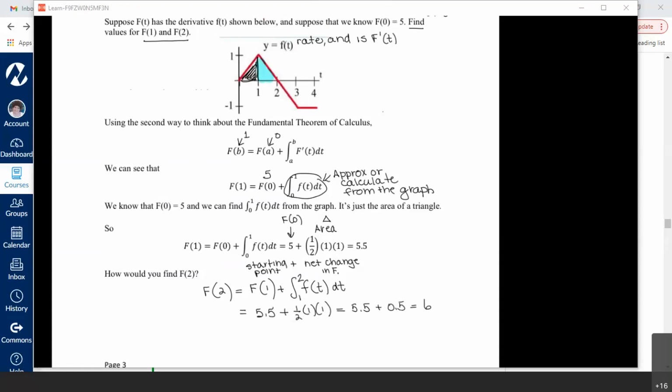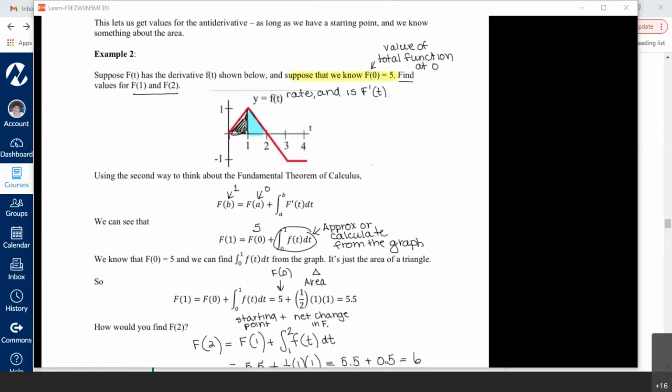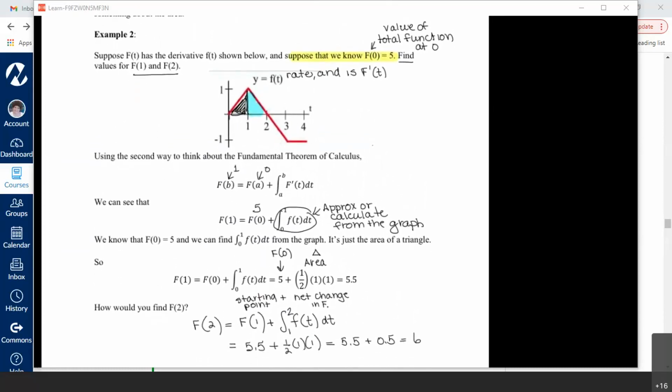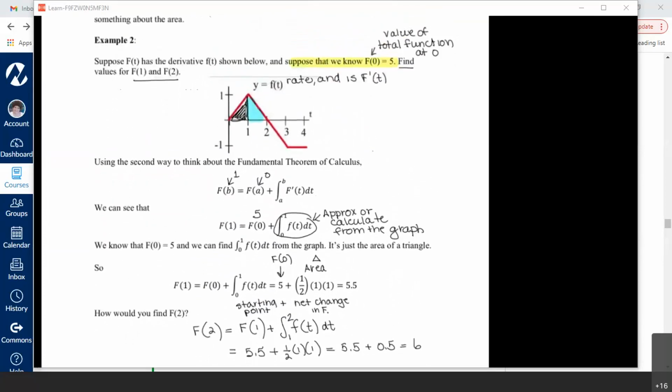They told us that up here, in the given information. Suppose we know that. It was given to us. You need a starting point. No worries. Please ask if you have questions. I love questions. I get real nervous when people aren't asking questions. Everybody good with that one?